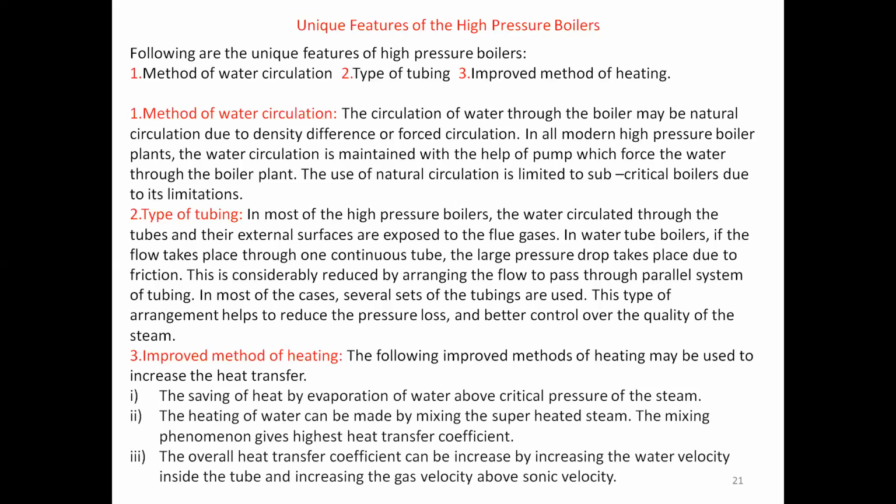Next one is the improved method of heating. The following improved methods of heating may be used to increase the heat transfer. What is the first one? The saving of heat by evaporation of water above the critical pressure of the steam. And next, the overall heat transfer coefficient can be increased by increasing the water velocity inside the tube and increasing the gas velocity above the sonic velocity. So these are the various points on how to improve the method of heating. Next one, in the next slide.